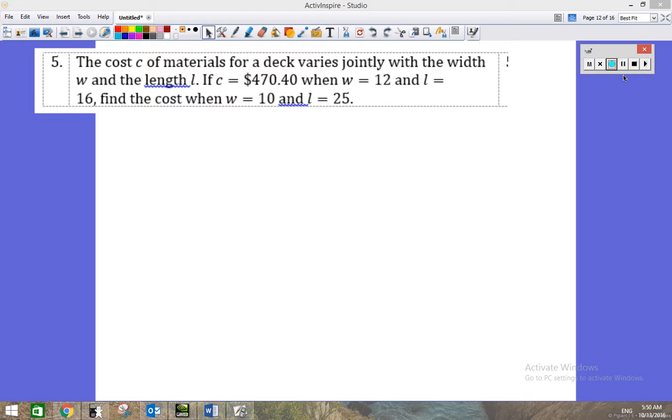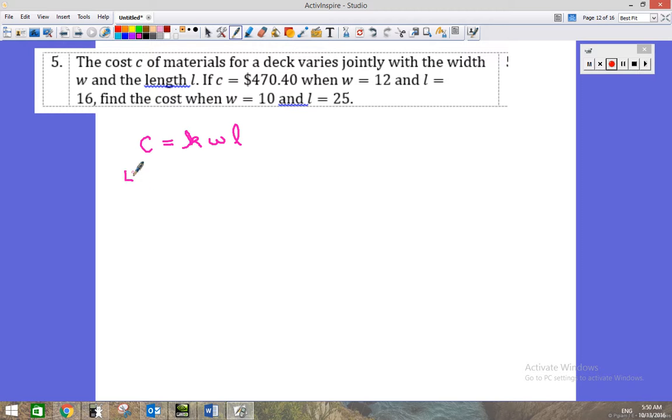Let's take a look at some of these variation problems from Skill 2E. The cost C of materials for a deck varies jointly with the width and length. So when we see jointly, I think multiplication, but I also think that there's going to be more than one variable that follows. So I've got C is equal to my constant of proportionality times the width times the length.